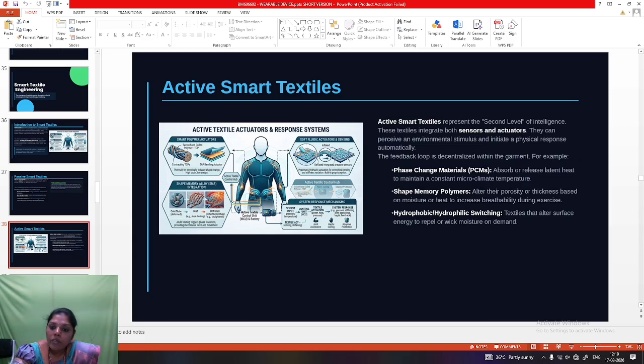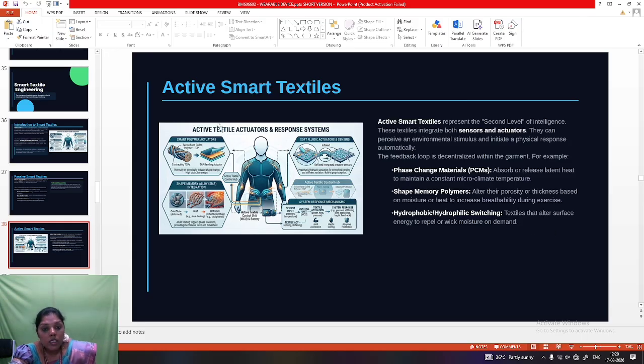For example, phase change material absorbs or releases heat to maintain a constant microclimate temperature. Shape memory polymers alter their thickness based on moisture or heat to increase breathability during exercise. Hydrophilic switching textiles alter surface energy to repel or wick moisture on demand.